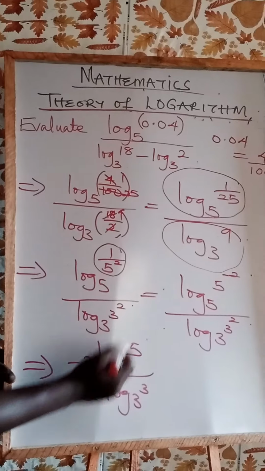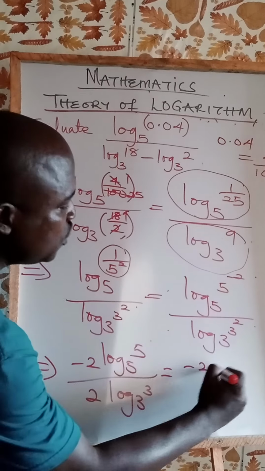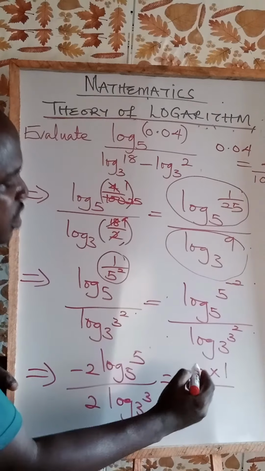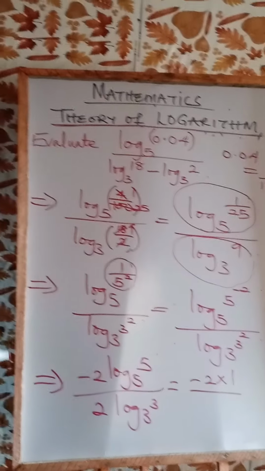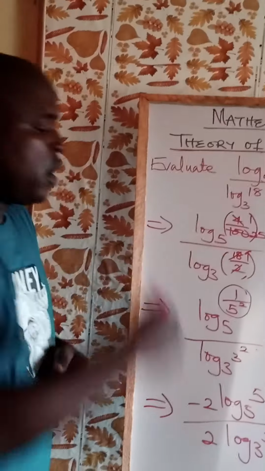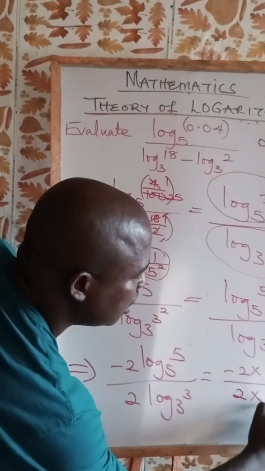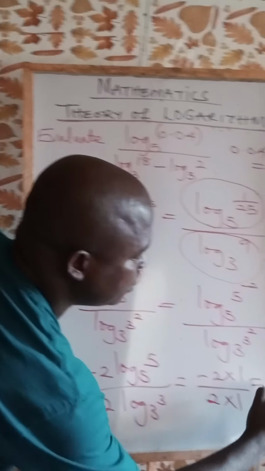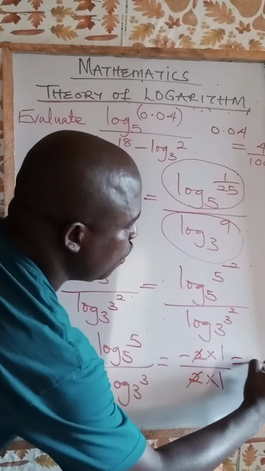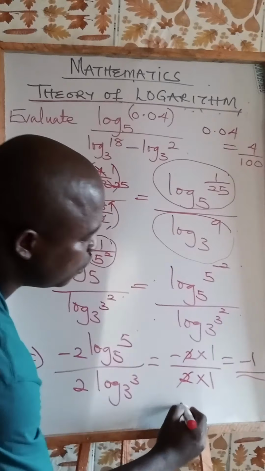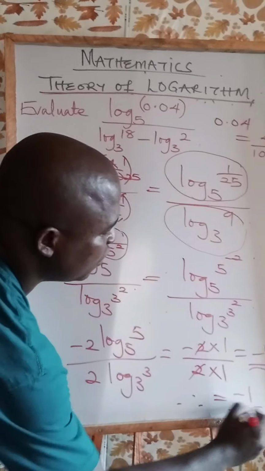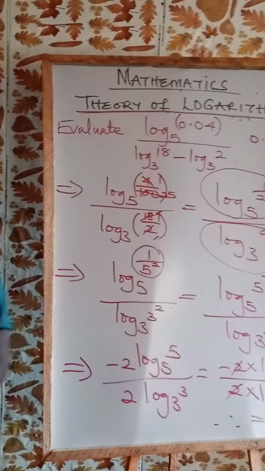So log base 5 of 5 will give us 1. So we have minus 2 times 1. And log base 3 of 3 will also give us 1 since they have the same base and the same power. So we have 2 times 1. So when we cancel, we are left with minus 1. So therefore, the answer is minus 1.